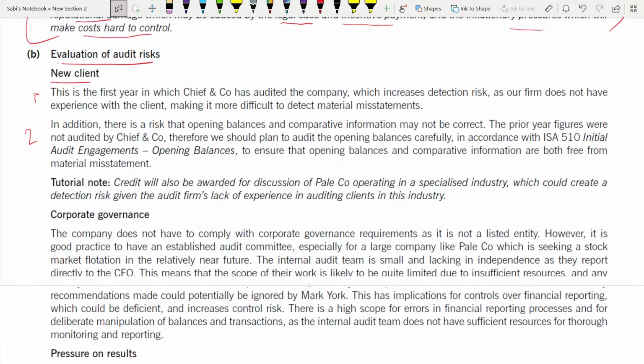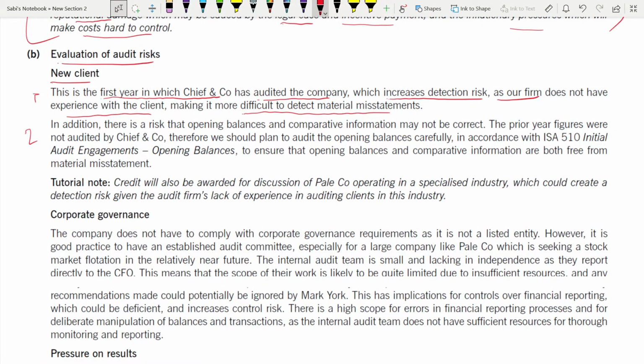So let us read under new client. This is the first year in which the firm has audited the company, which increases detection risk. As a firm, we do not have experience with the client, making it more difficult to detect material misstatements. When you are referring, you should always say "as a firm", because you are an audit manager. When you have experience with a client, it is easier to detect material misstatements, but if you don't have experience, it becomes more difficult.